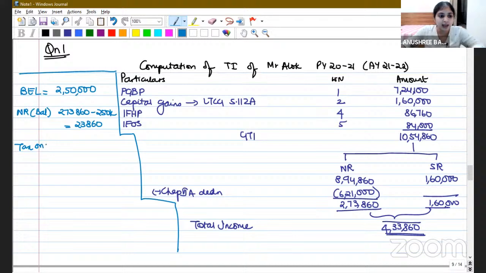So what will be the tax on this normal rate income? Beyond 2,50,000 up to 5 lakh, what tax as per the slab rate? 5%. So 23,860 into 5%, you will get 1,193. This will be the tax on normal rate income. What about the tax on special rate income? We did not have any basic exemption limit left. Entire basic exemption limit we utilized against normal rate income. So my special rate income will be fully taxable as it is.